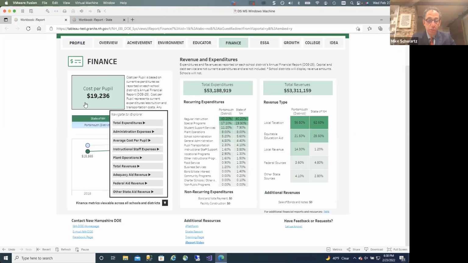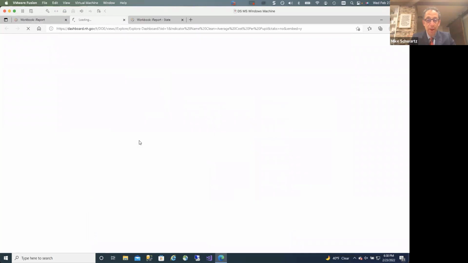So here we're looking at cost per pupil for Portsmouth. I might want to get a better understanding of how does that compare to other districts throughout the state. So I can say, I'm curious about cost per pupil. I'm going to click on this, and now it's going to bring me to iExplorer. I may have to change the year. I'm not sure if it's going to stay at 2020.